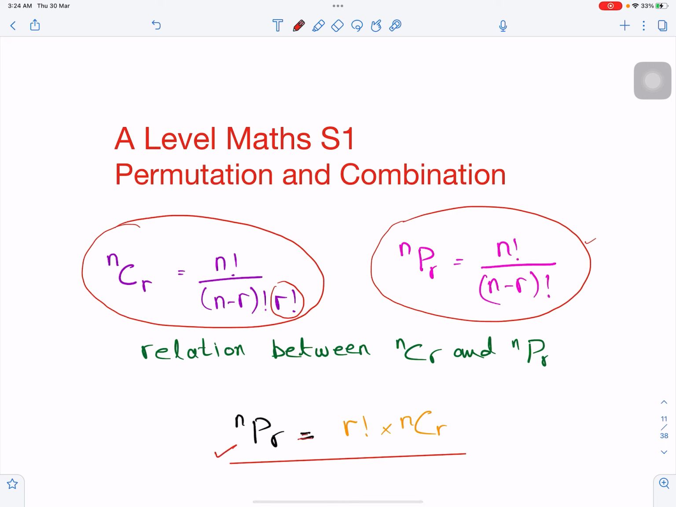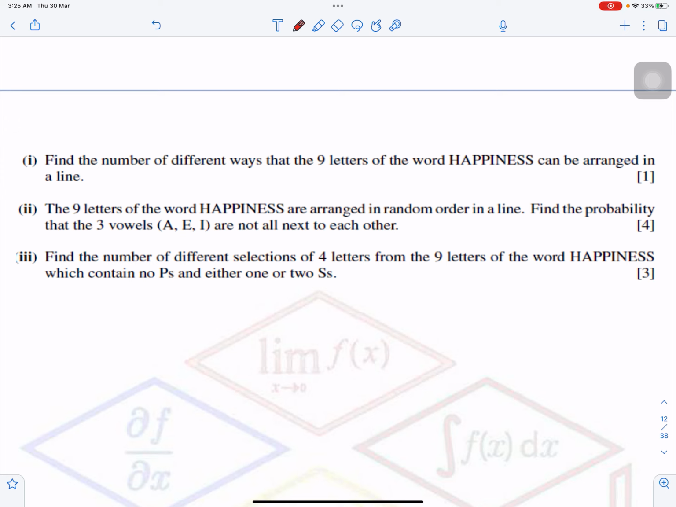So there are three parts of the question, and these types of questions are very popular. Mostly they are asked in recent papers, right? Part 1 says: find the number of different ways that the 9 letters of the word happiness can be arranged. So there is no selection, all of the letters you have to arrange. The best way is always to write it down, which gives you at a glance the idea which letters are repeated, and you do not need to read them again and again from the word happiness.